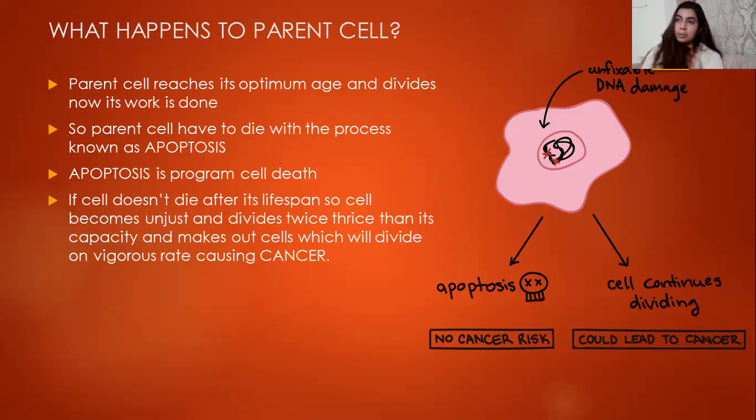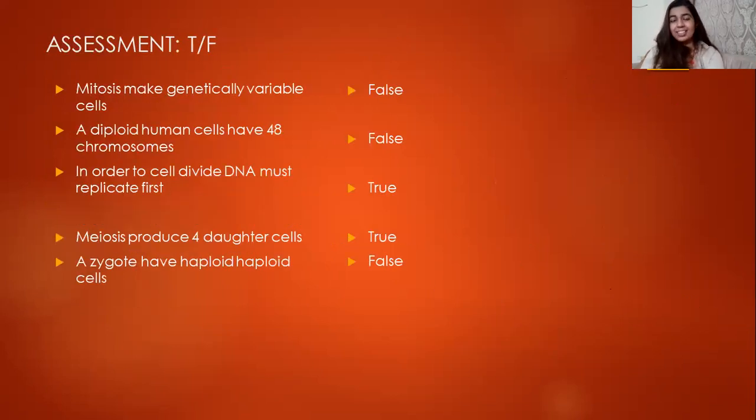The same happens in cells, things start to go wrong. It would start to reproduce twice or thrice the number it has to reproduce, and the cells that it has reproduced are more vigorous in dividing than the parent cell, which may lead to a dangerous condition like cancer cells, and nobody wants that.